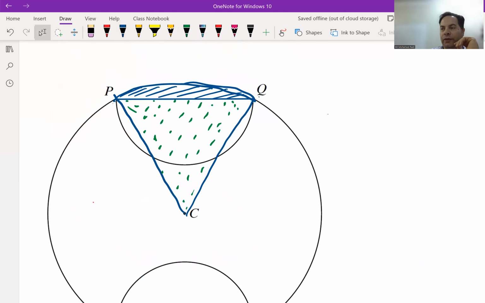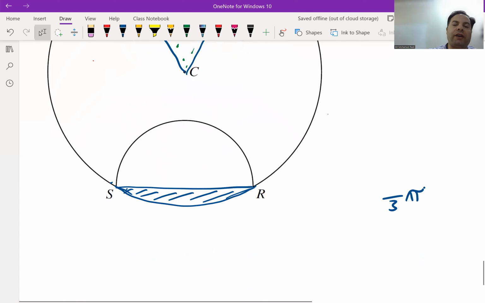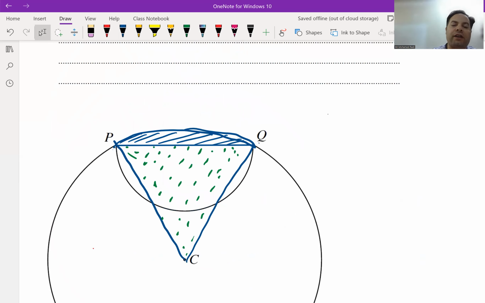What else we removed? We removed a semicircle up and the semicircle down. Then it's removed from the whole circle, which is pi r squared. So first step, find the area of segment PQ. How to get the area of segment? Area of sector minus area of triangle. The measure of this angle is pi over 3. This side is 4. This side is 4.